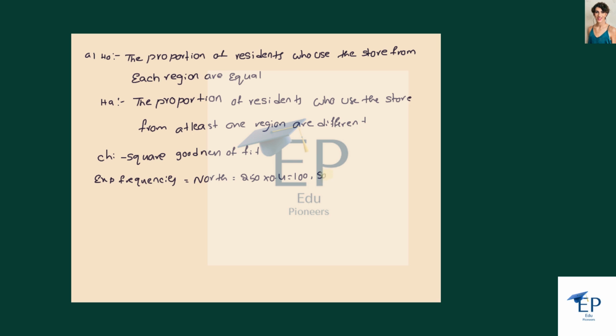Similarly, for the south, 250 into 0.24, that is 60. And for the east, 250 into 0.22, which is 55. West, it is 250 into 0.14, which is 35. This is the expected frequency.